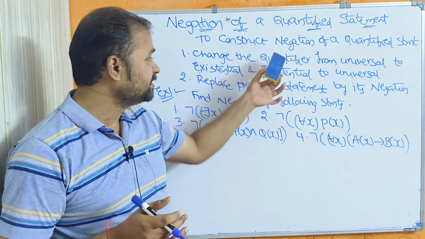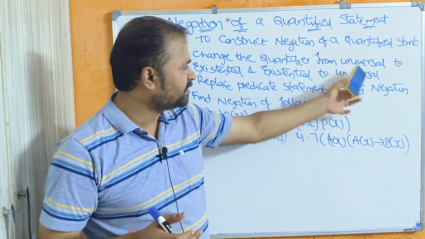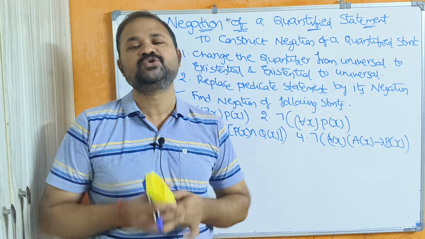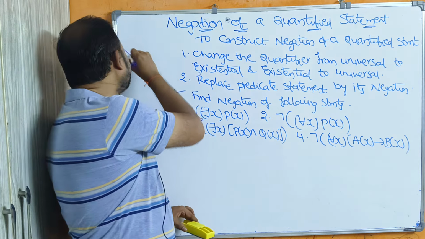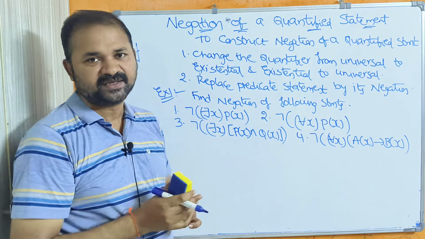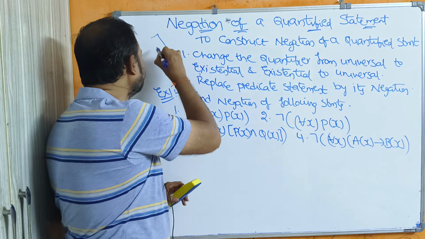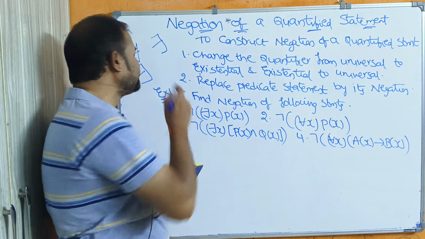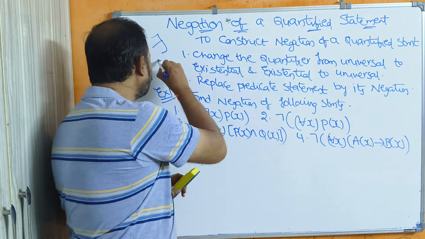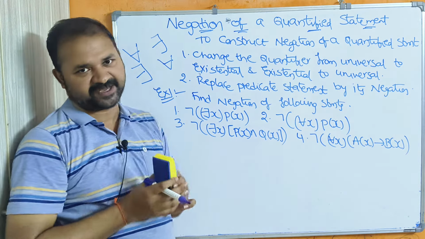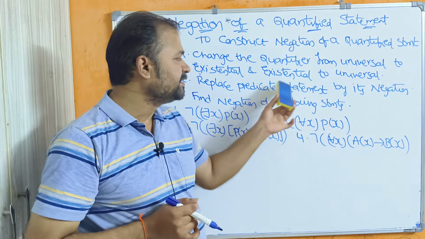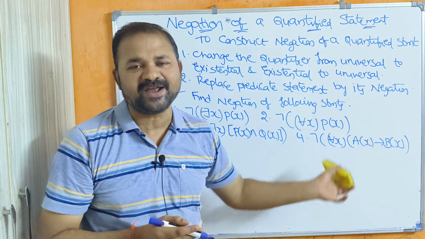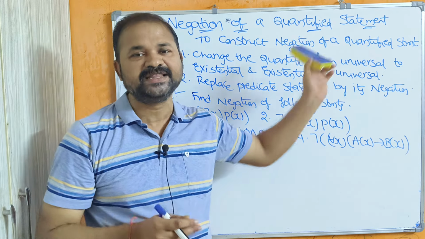The first rule is to change the quantifier from universal to existential and existential to universal. If the statement contains a universal quantifier, then we have to change it into an existential quantifier. Likewise, if the statement contains an existential quantifier, then we have to convert it into the universal quantifier. And the second rule is to replace the predicate statement by its negation. So totally we are going to solve three examples in this concept.